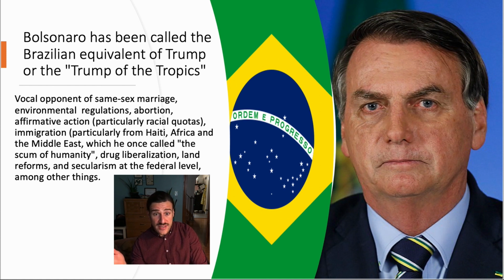Environmental regulations have gone out the window since he's been elected. He's against abortion. He's against affirmative action. He is against immigration, calling certain groups the scum of the earth. So really striking similarities between him and Trump. Can't stand this guy. And he is a main catalyst for the Amazonian fires.